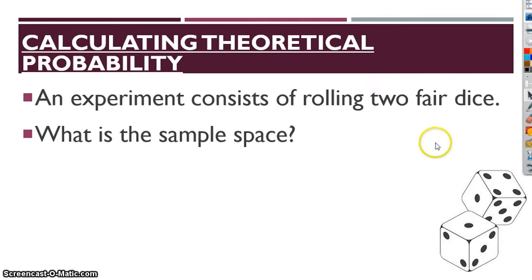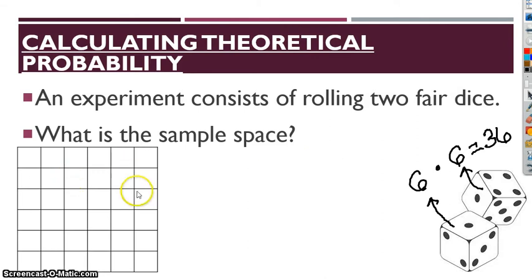Now, let's think of an experiment as rolling 2 fair dice. And I want us to look at what the sample space is. Now, recall the fundamental counting principle. If you want to know the total number of ways something can happen, multiply the number of options for each choice. Well, how many options are on the first dice? 6. And how many options are on the second dice? 6. So how many outcomes are there going to be altogether? 36. And that's why I created this 6x6 grid, so we can organize our outcomes.